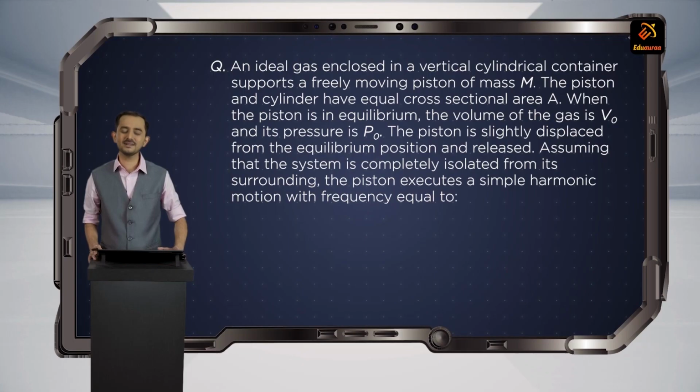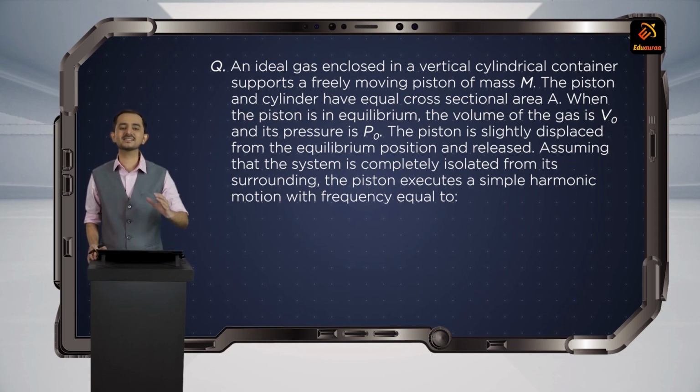Today we are solving MCQs from the chapter Simple Harmonic Motion. The piston and the cylinder have equal cross-sectional area A. When the piston is in equilibrium, the volume of the gas is V0 and its pressure is P0. The piston is slightly displaced from the equilibrium position and released.